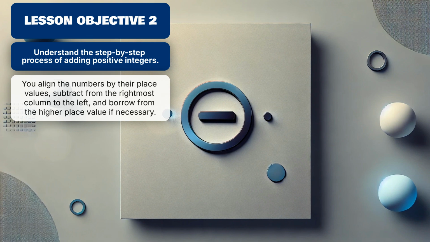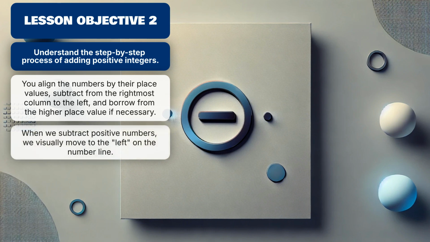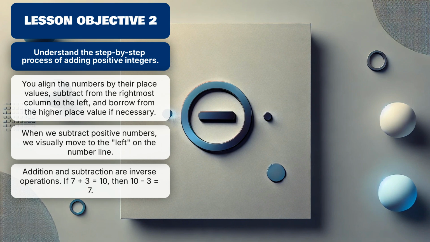After working through the previous examples, we're now in a position to comment on some properties of subtraction. First, when we subtract positive numbers, we visually move to the left on the number line. This helps us see subtraction as reducing the quantity. Second, addition and subtraction are inverse operations. If 7 plus 3 equals 10, then 10 minus 3 equals 7. This relationship helps us check our work and understand the connection between sums and differences on the number line.